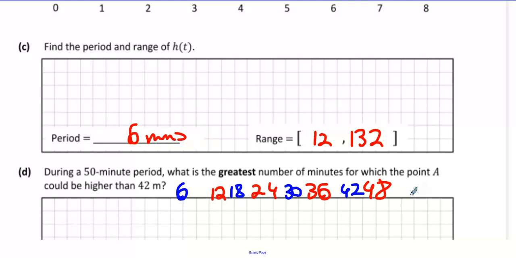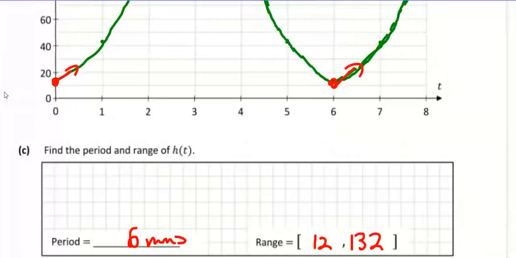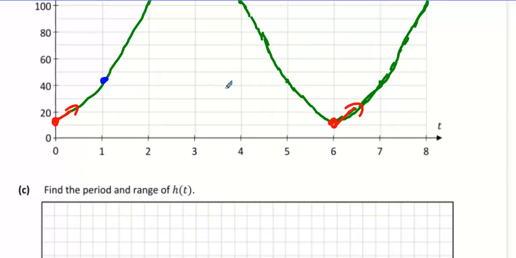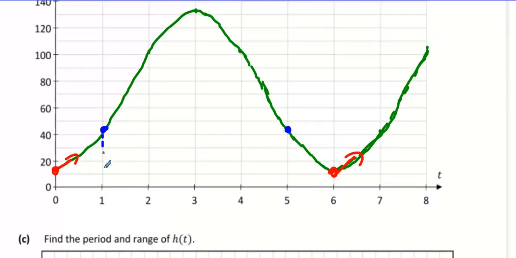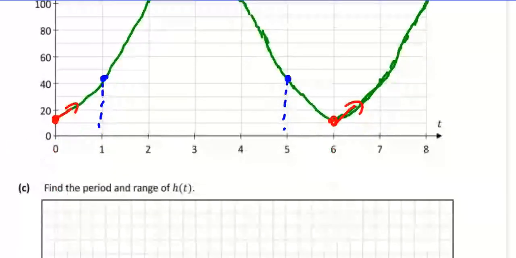Now the problem is, after 48, it doesn't complete a full period anymore, does it? So I think we can get ourselves all the way up to 48 pretty quickly. It's what to do in between 48 and 50 that we have to figure out. So let me explain. We're looking for when we're bigger than 42. Which one's 42 again? This one here, and this one here. I think that's pretty self-explanatory: every time, we spend 4 minutes above 42.